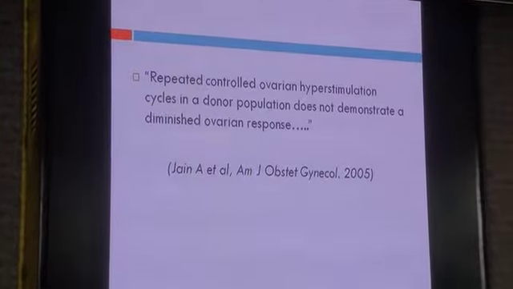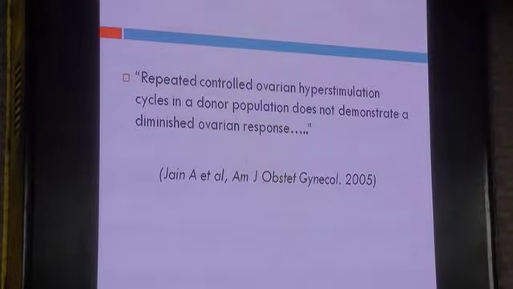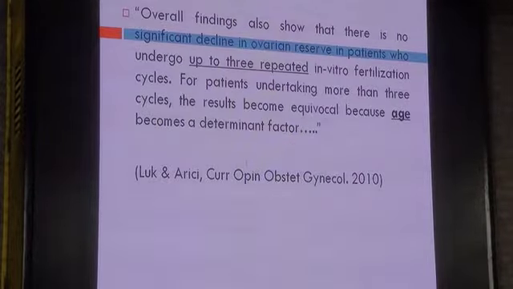This was the conclusion of a paper published in the American Journal of Obstetrics and Gynecology, done on donor cycles in IVF programs. In 2010, there appears to be a certain limit in number. Luke and Arishi say overall findings also show that there is no significant decline in ovarian reserve in patients who undergo up to 3 repeated in vitro fertilization cycles. And they add, for patients undertaking more than 3 cycles, the results become equivocal because age becomes a detrimental factor.